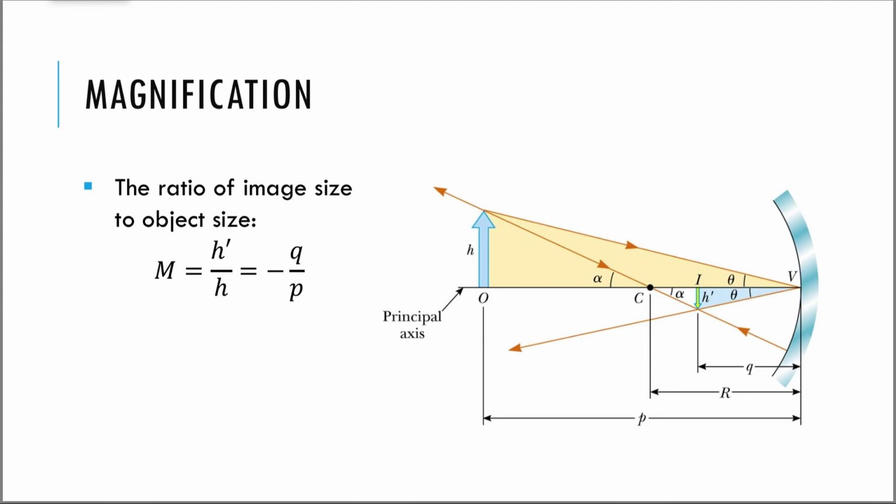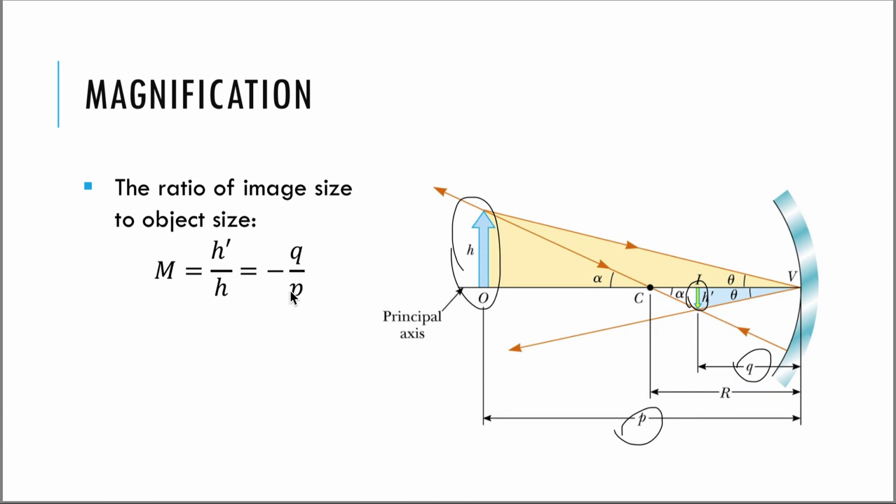The first one is magnification. We want to know how big an image is. We can tell from a ray diagram how big it is, but what about an equation? It turns out that by drawing these rays, there's a lot of geometry here. You've got similar triangles being formed, and there's a relationship between the object height, the image height, the object distance, and the image distance, because they're similar triangles.